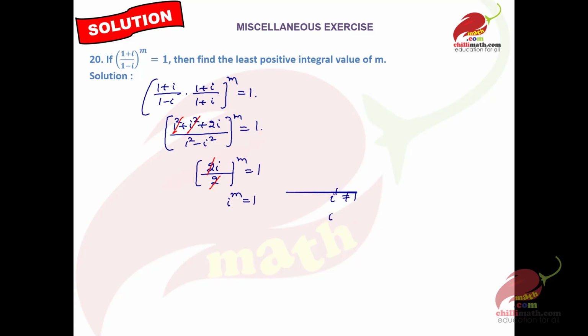Putting m is equal to 2, we get iota square is equal to minus 1, which is also not equal to 1. Putting m is equal to 3, we get minus iota, which is again not equal to 1. Putting m is equal to 4, we get 1. So by putting m is equal to 4, we get iota power m is equal to iota power 4 is equal to 1. So this is the least positive integral value of m for which its power m is equal to 1, which is your answer.